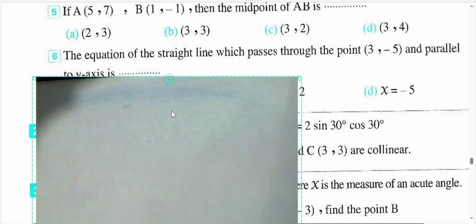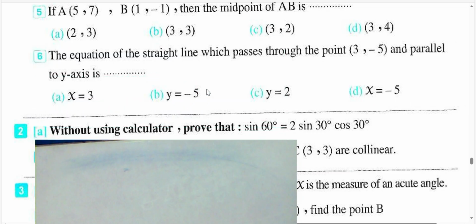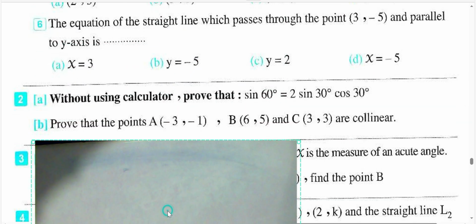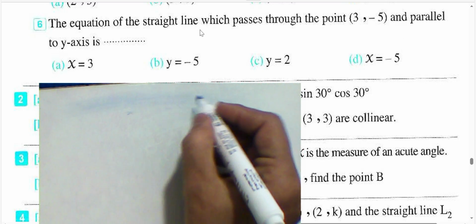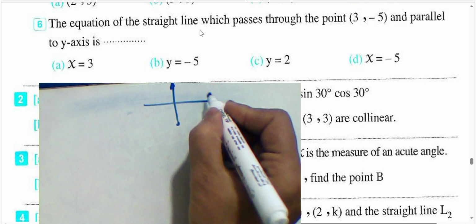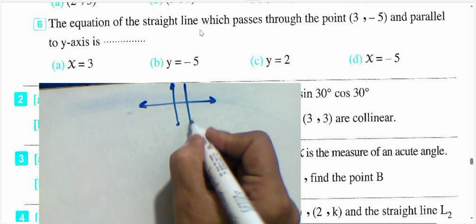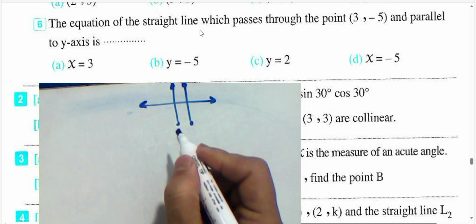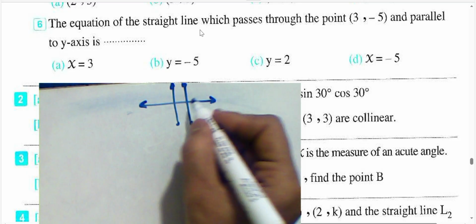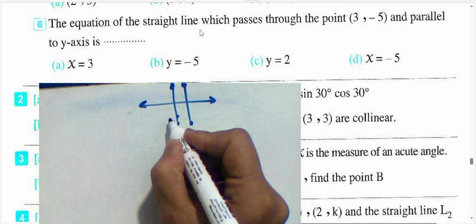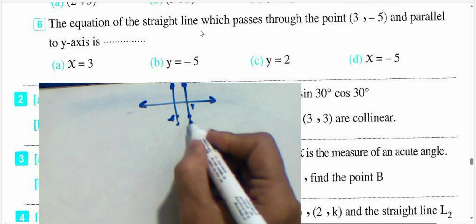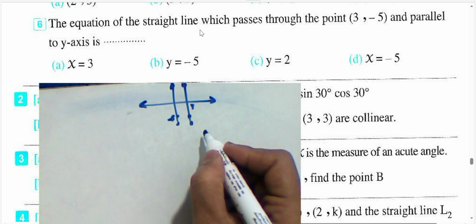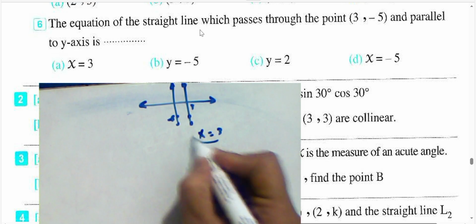Next question. The equation of the straight line which passes through the point (3, negative 5) and is parallel to the y-axis. Parallel to the y-axis means it cuts the x-axis at x equals 3, because the point here was 3 and negative 5. In the straight line which is parallel to the y-axis, it will be x equals 3.